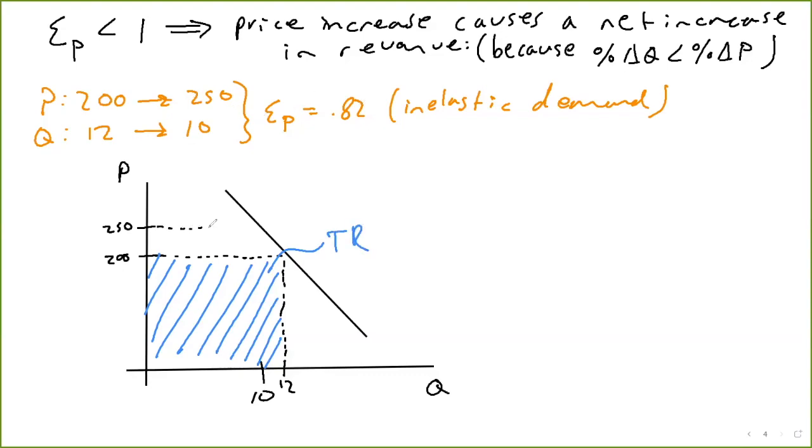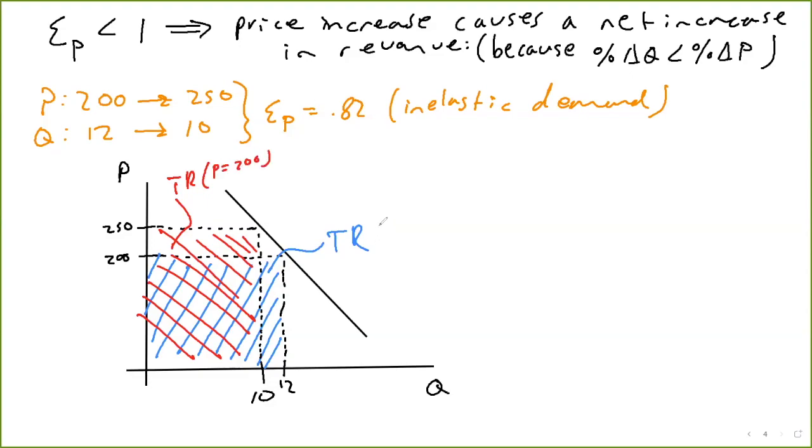And at 250, now we sell 10 units. And total revenue in this case is all of this. And to be clear, this is total revenue at a price of 200. And this is total revenue at the new price of 250.